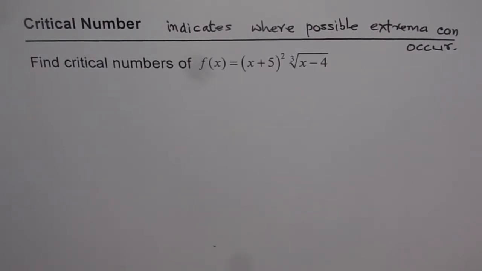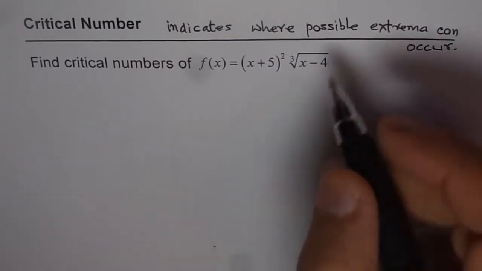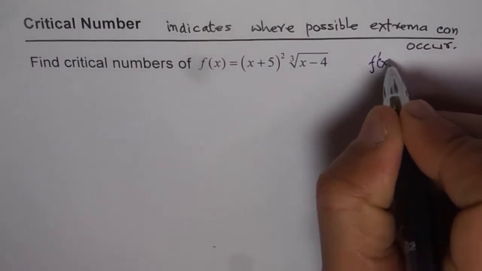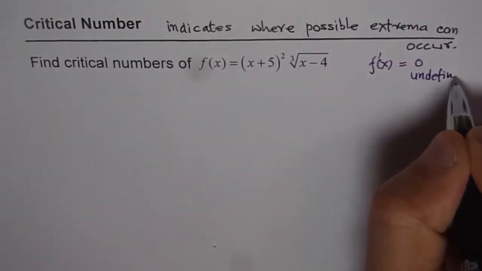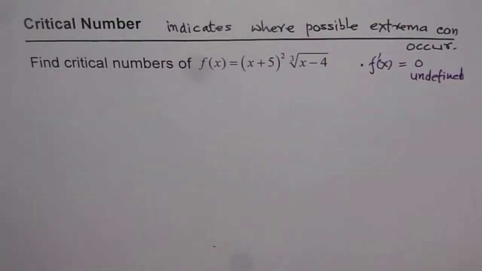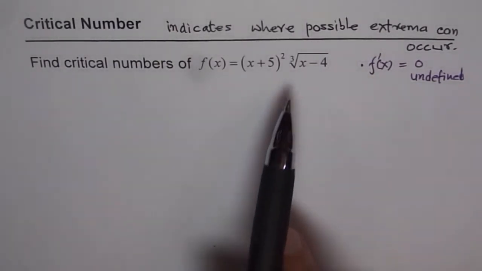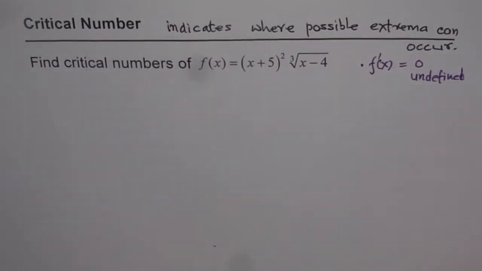And at the critical number, two things can happen. One is f dash x is equal to 0, or it is undefined. So these are the two things which can happen at a critical number. When we say find critical numbers of a given function, we are trying to find a point where, for a given value of x, f dash x is either 0 or undefined. That is what we are trying to do in this particular example.